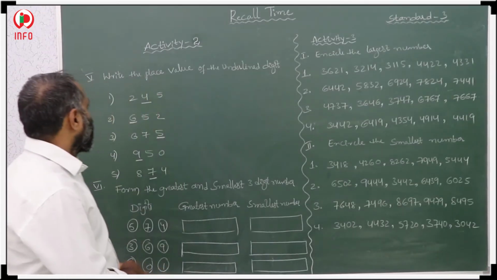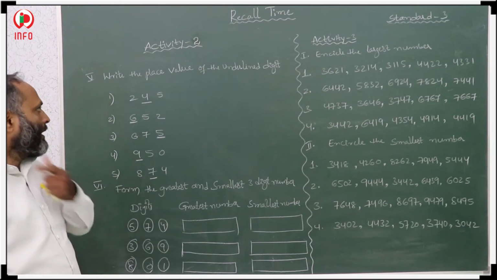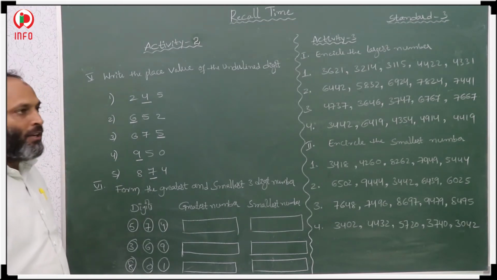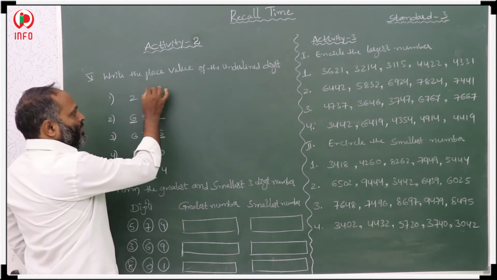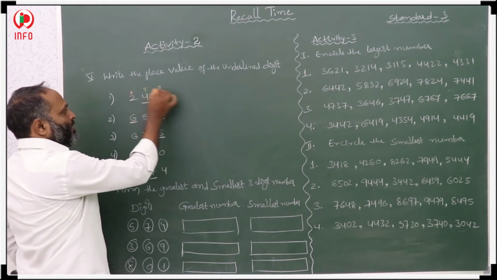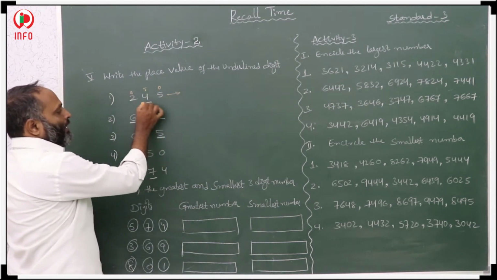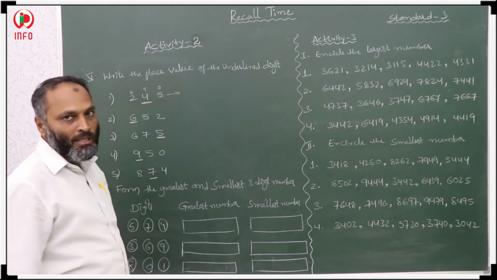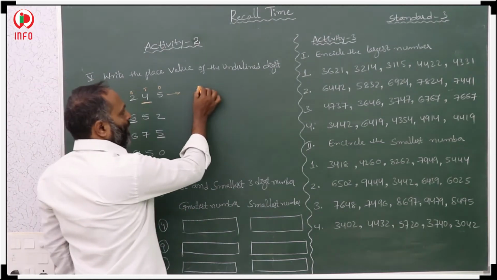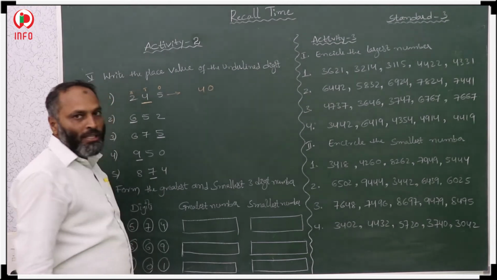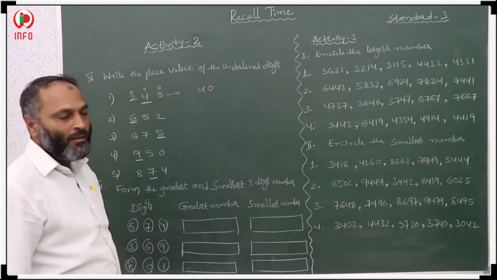Now the next: write the place values of the underlined digits. We have to write the place value of the underlined digit. This is ones place, this is tens place, this is hundreds place. Here this one is underlined, it is in tens place, so the place value of 4 is 40. It is in tens place, that is why it is 40.